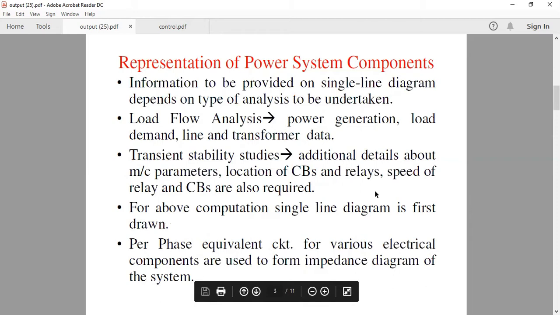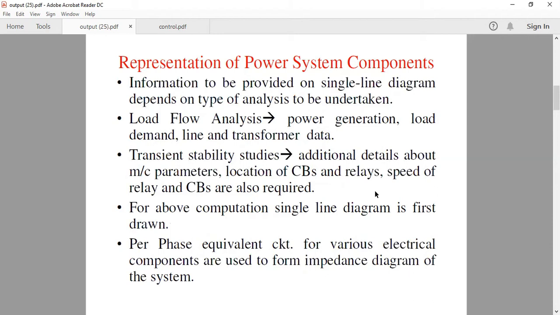The information to be provided on the single line diagram depends on the type of analysis to be undertaken. Means for what purpose the single line diagram of the power system is being used. If it is used for load flow analysis, then power generation, load demand, line and transformer data are given in the single line diagram. If it is used for transient stability studies, then additional details about machine parameters, location of circuit breakers and relays, and speed of relays and circuit breakers are also required.